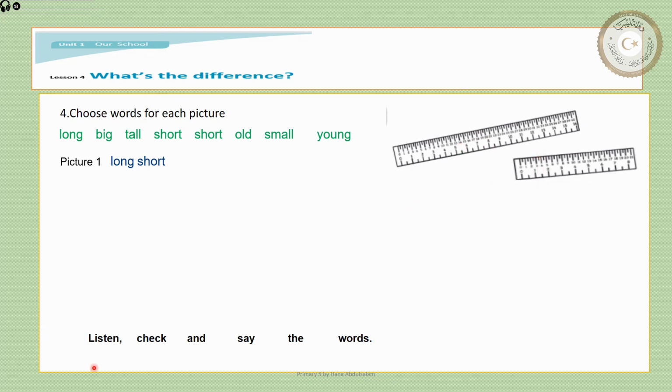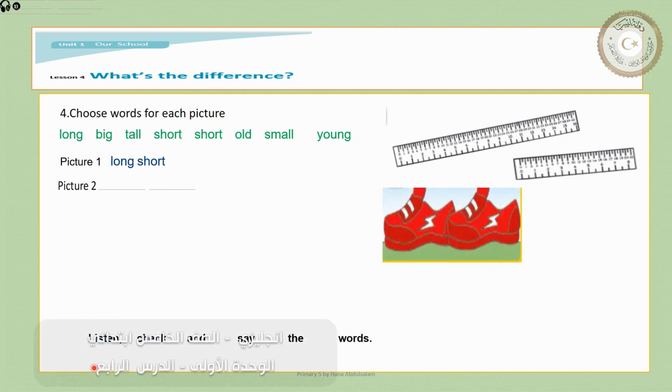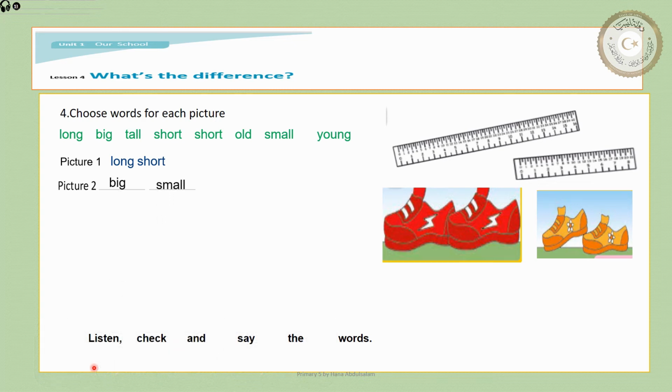Second picture, what do we have? Trainers. What about this trainer? It is big. And this one, small. So we write big and we write small. Again, long, long, short, short, big, big, small, small.